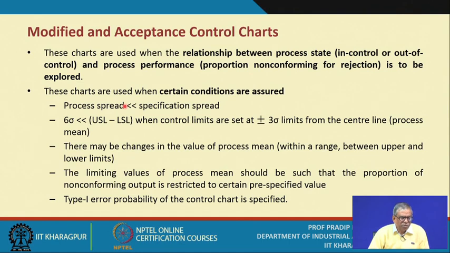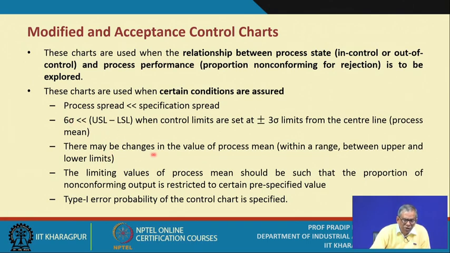The second condition: I have already explained what this 6 into sigma is. It should be substantially less than USL minus LSL when the control limits are set at plus or minus 3 sigma limits from the central line, that means the process mean. Central line actually indicates the process mean. So this part I have already explained.